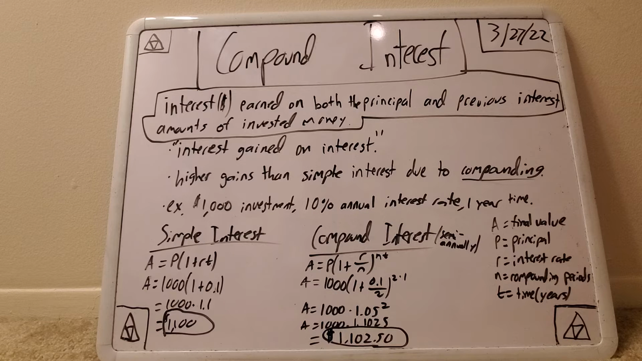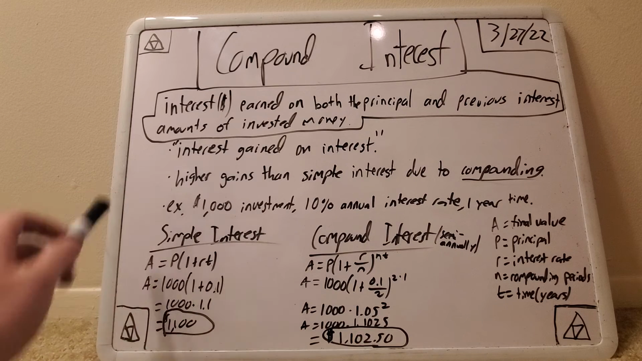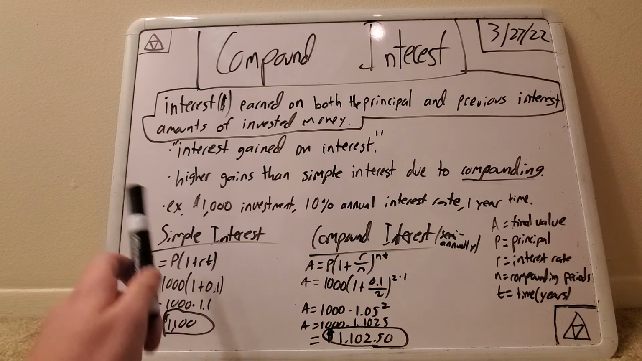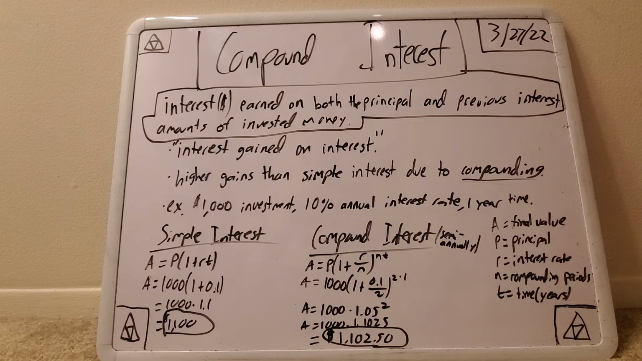Plugging our variables into the equation, A equals 1,000 for the principal, times 1 plus 0.1. That 0.1 is derived from the interest rate of 10% times 1 for the time period. That simplifies down to $1,000 times 1.1, so our final value is $1,100. That's pretty intuitive because we have $1,000 and 10% of $1,000 is $100. So we just add that back to get our final value of $1,100 after a year. That's just how simple interest works.